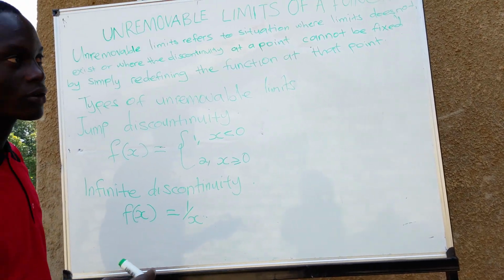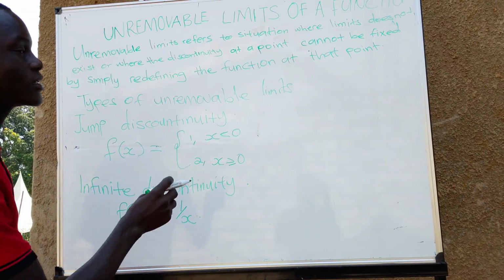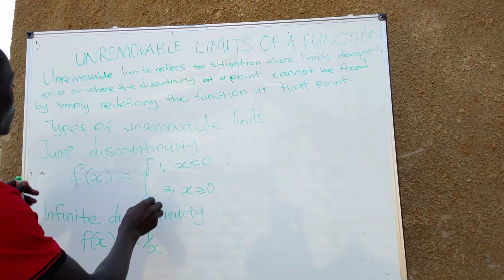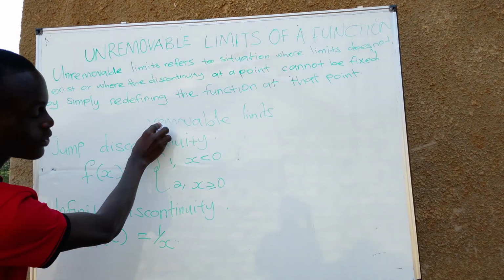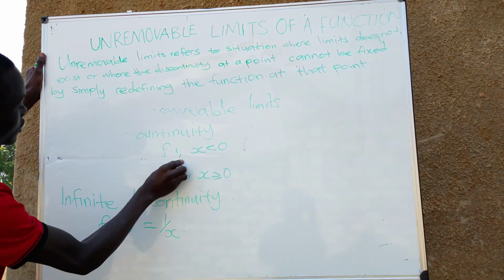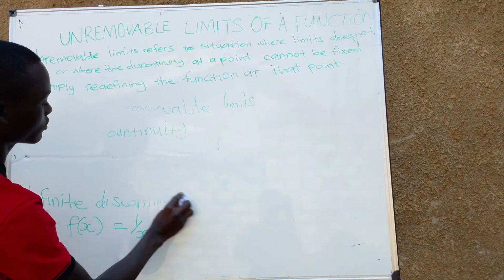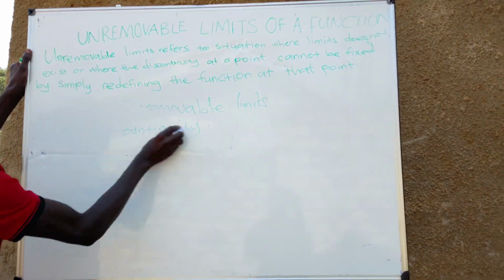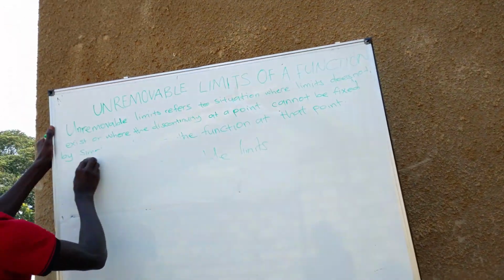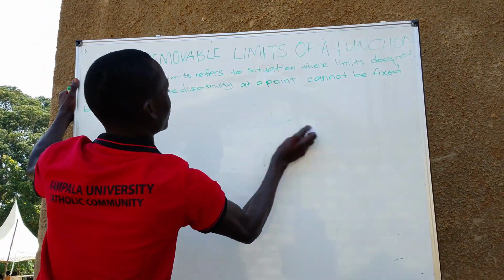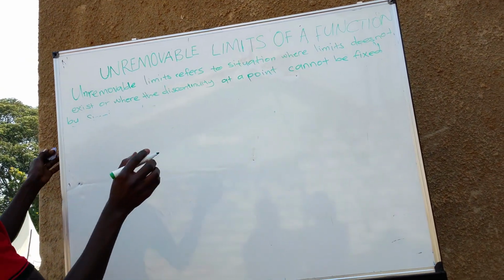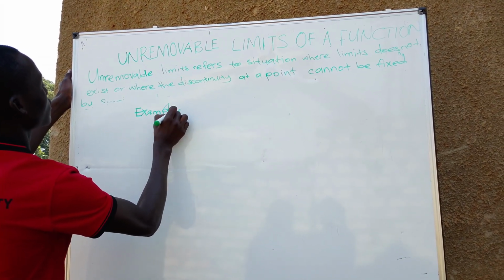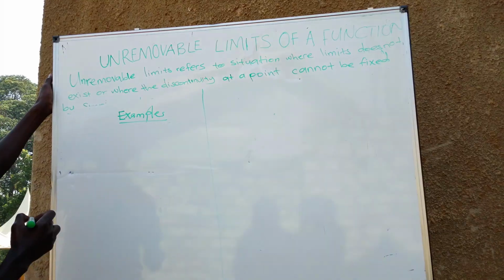So my name is Joshua Opolot. I'm going to take you through examples of irremovable discontinuity, as we have seen through the definition. So we are going to give examples. Number 1.